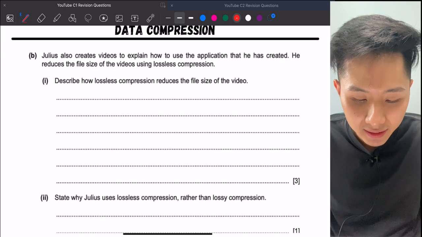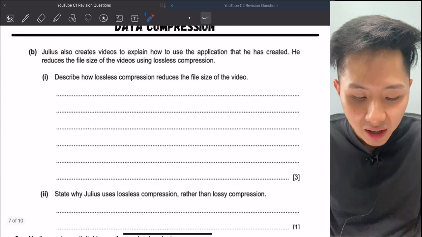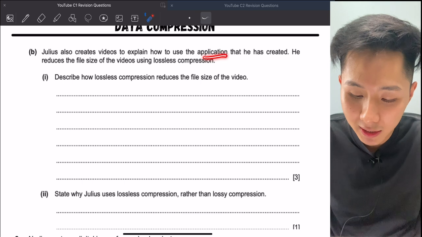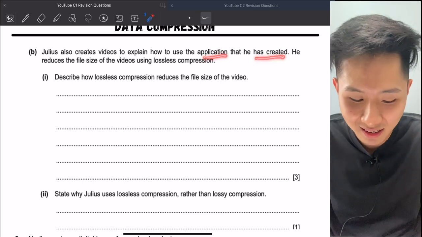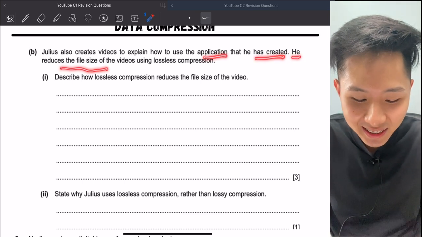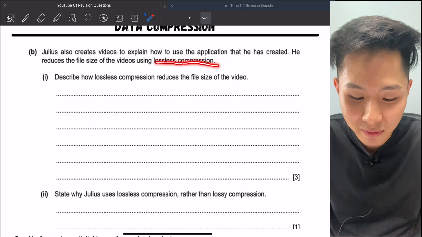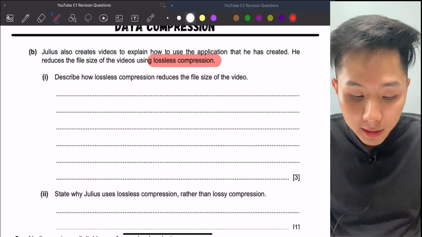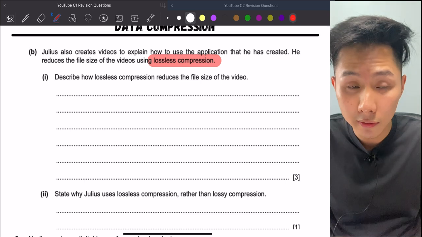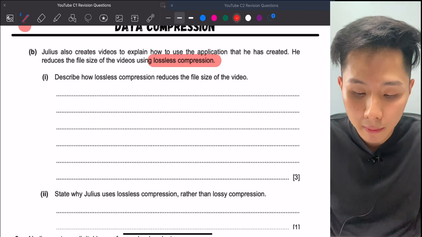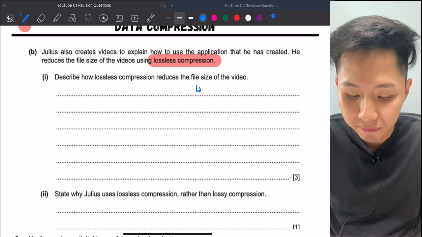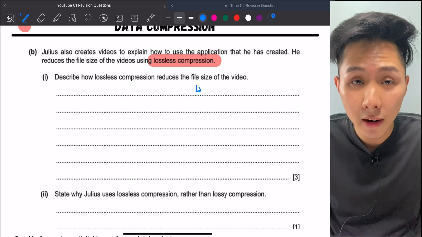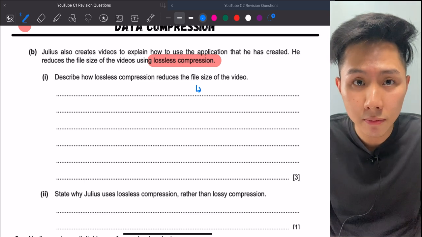Julius, our protagonist, created a video to explain how to use an application he has created, just like what I'm doing now. He reduces the file size of the videos using lossless compression. So that's the keyword, lossless compression. Describe how lossless compression reduces the file size. As explained in our mind map summary, lossless identifies repeated patterns and then tries to compress them together.